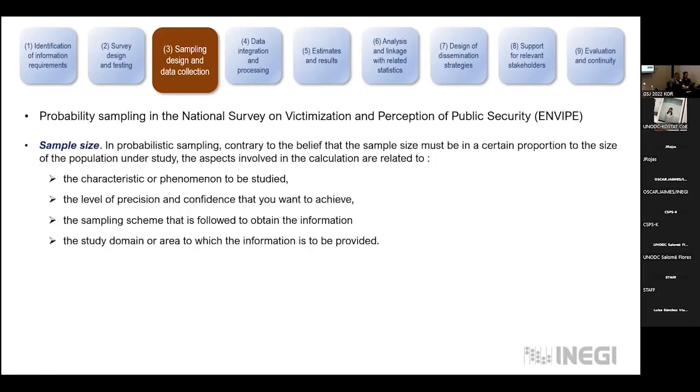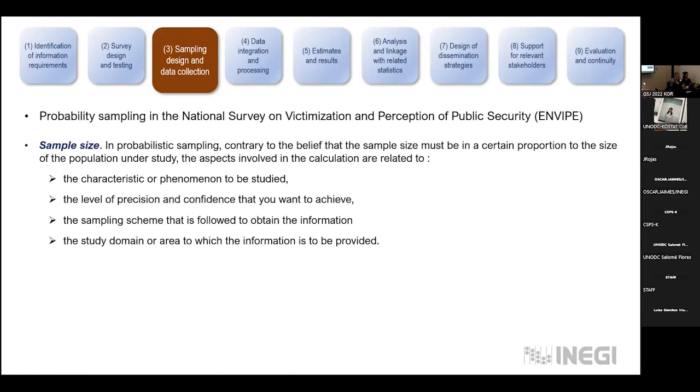So once we have this development of the survey, how many dwellings are we going to choose? The sample size is based on different characteristics, and it depends on the phenomena to be studied. In this case, the victimization. Well, it has to review the probability.